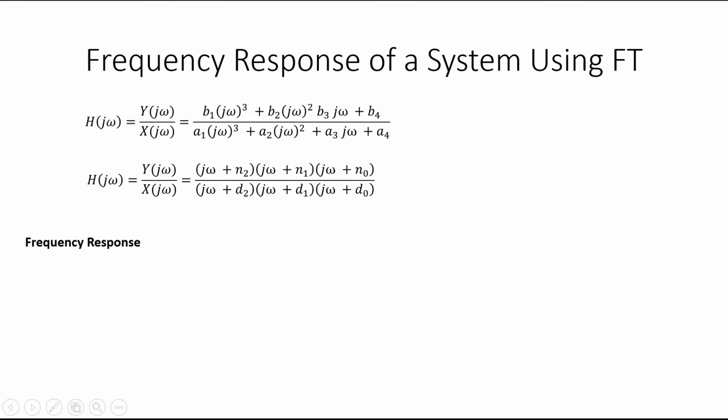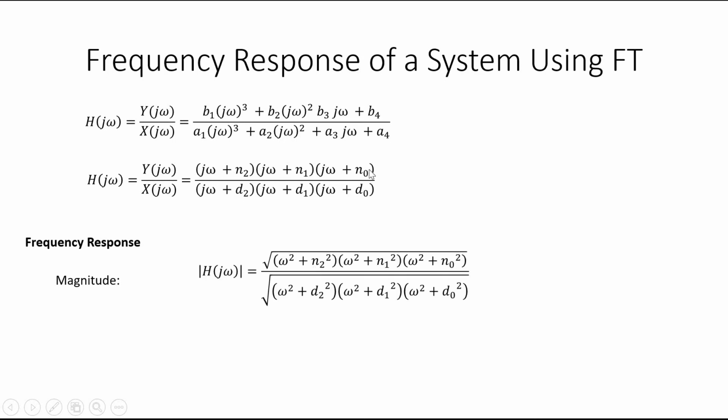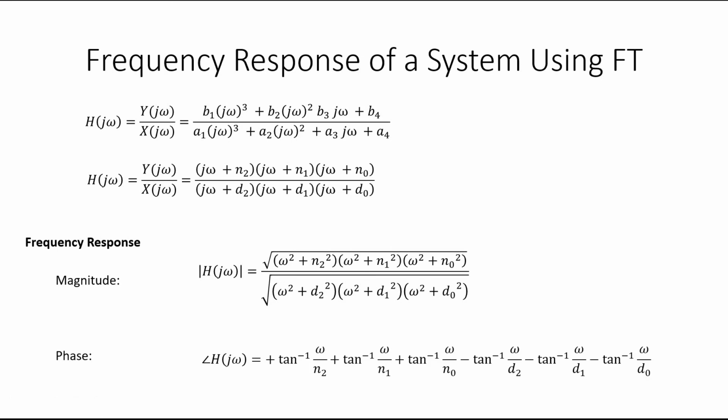We can find the magnitude of the frequency response. Each term is in the form a plus jb, so its magnitude is root of a square plus b square. In the numerator, b is omega and a is n2, so we get root of omega square plus n2 square into omega square plus n1 square into omega square plus n0 square. Similarly, the denominator is root of omega square plus d2 square, omega square plus d1 square, into omega square plus d0 square. So we get the magnitude of the frequency response.